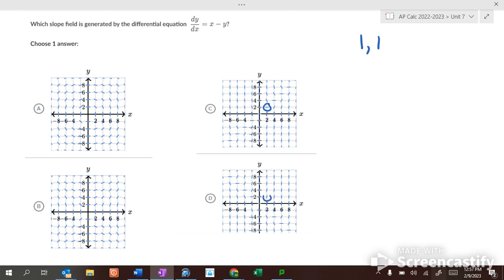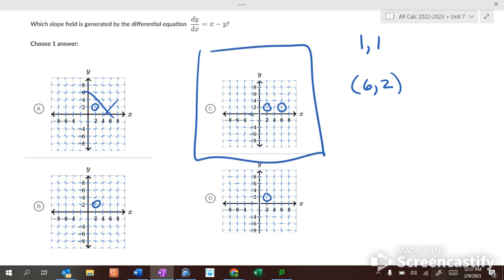That's not 0. So these aren't 0, but that one is 0. And then (2, 2), (3, 3), (4, 4), you can see it's all zeros. If you went to (6, 2), it'd be 6 minus 2, which is 4. That should be a slope of positive 4. That is definitely not, and so on. But yeah, C is a choice.